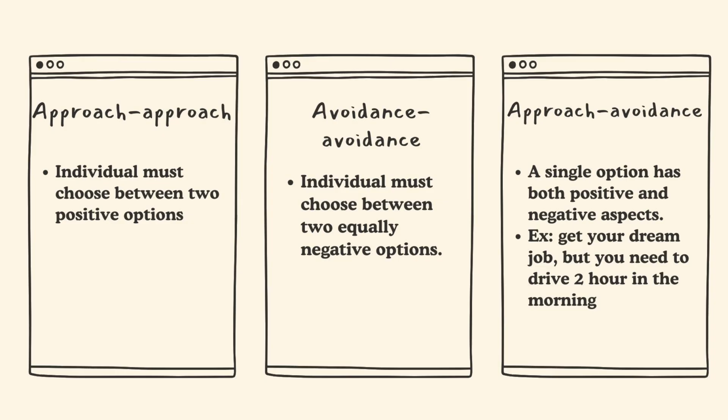That is the avoidance. So I think a helpful tip to remember this approach, avoidance thing is you can think of approach as positive and avoidance as negative. If it's approach, that will be two positive things. So you need to choose between two positive options. If it's avoidance, this is two negatives. So it means that you need to choose between two negative options.